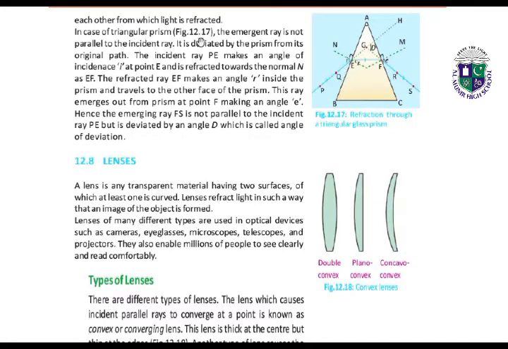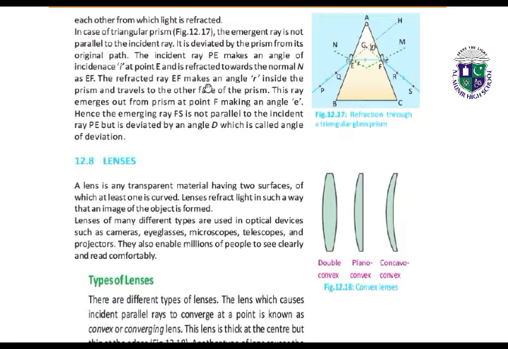In case of triangular prism, the emergent ray is not parallel to the incident ray. इसमें emergent ray parallel नहीं होती इंसिडेंट रे के. इट इज डेविएटेड बाय द प्रिज्म फ्रॉम इट्स ओरिजिनल पाथ. The incident ray PE, this PE is showing the incident ray which is entering into the prism makes an angle of incidence I. Here it will make the angle of incidence I at point E. Look at this picture. And is refracted towards the normal N. So here we have the normal N.